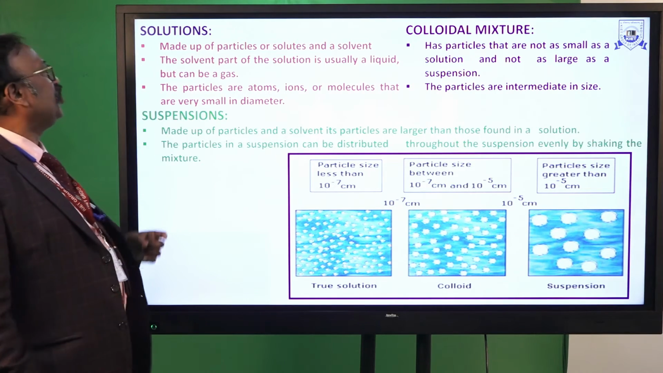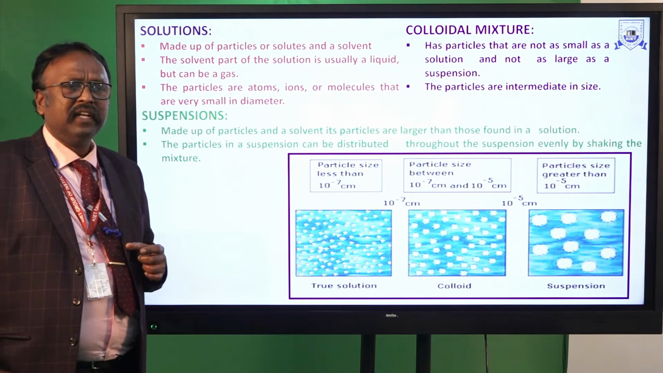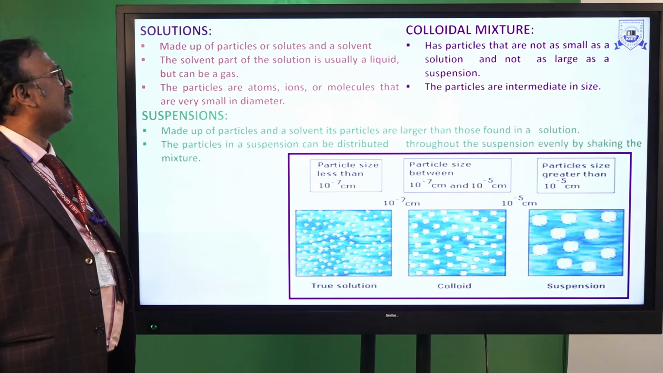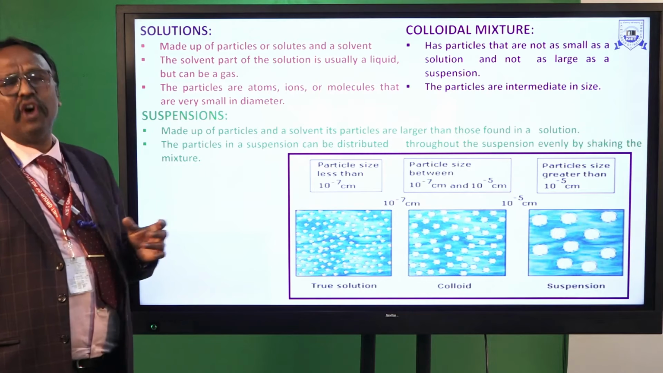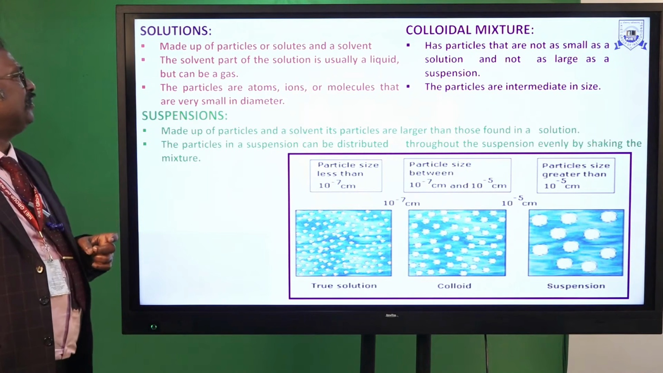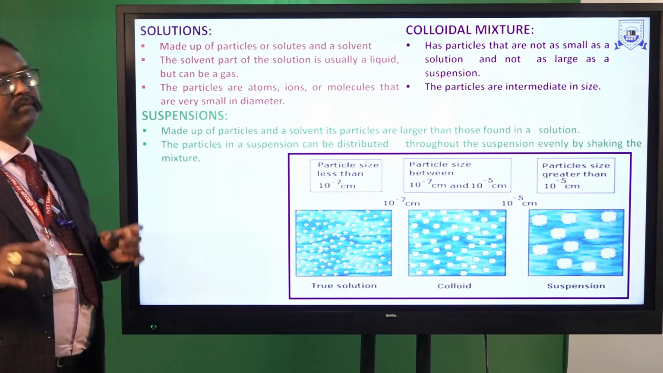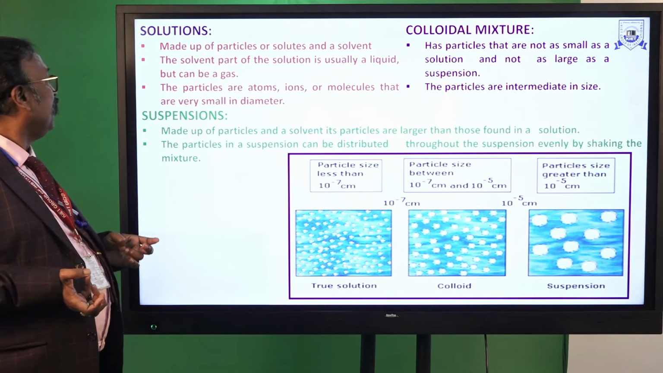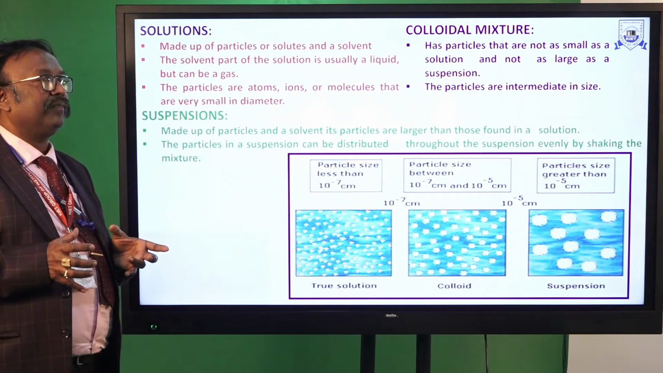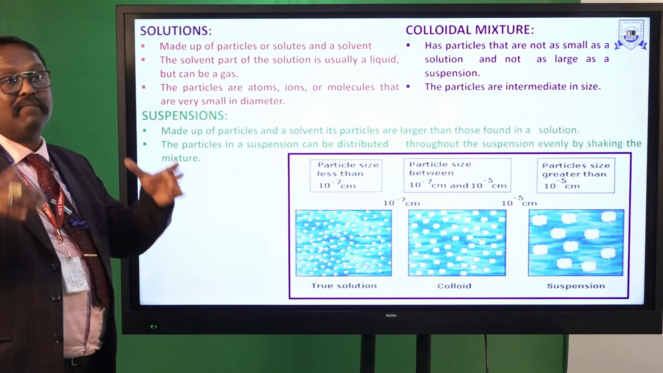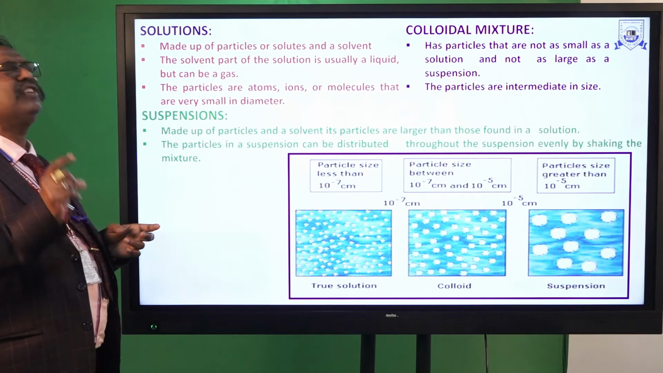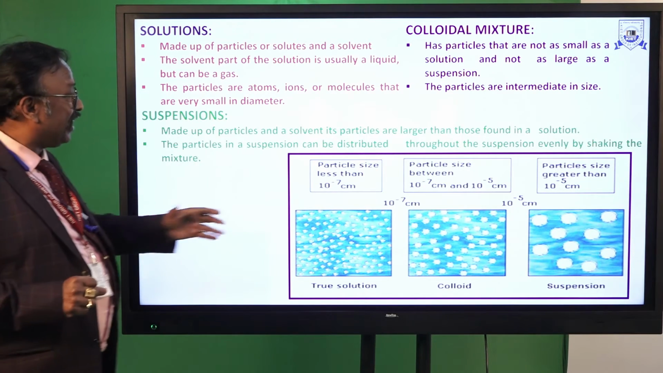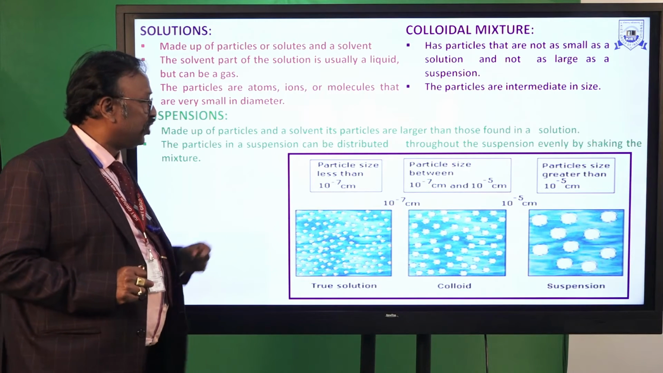What are solutions? Solutions are made of particles, the solutes, and a solvent. In this case the solvent is usually a liquid, but sometimes a gas is also used. These particles are atoms or ions or molecules that are very small in diameter when compared to colloidal particles. Diagrammatically, we have seen this is the true solution.